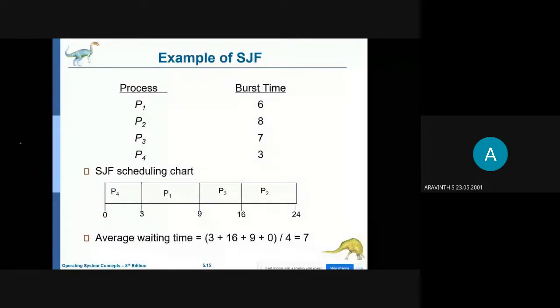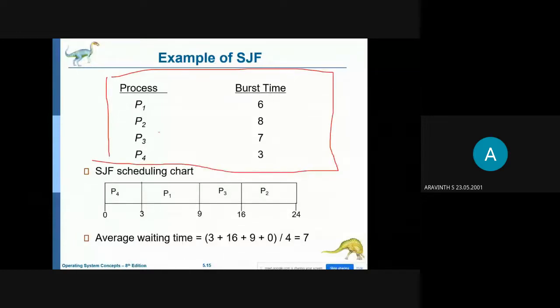Now there are 4 processes in the ready queue: P1, P2, P3, P4. In shortest job first scheduling, it will always allocate the shortest job to run on the CPU immediately. You need to draw a Gantt chart. Here it checks which process has the least burst time. That is 3, so it will first allocate P4 to the CPU. P4 starts at the 0th second and in the 3rd second it completes.